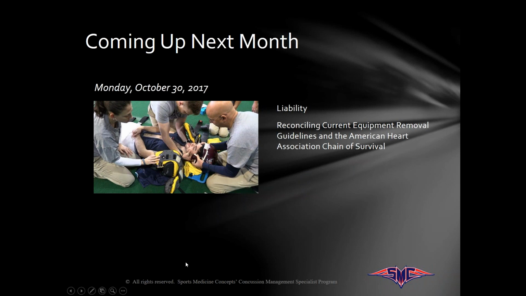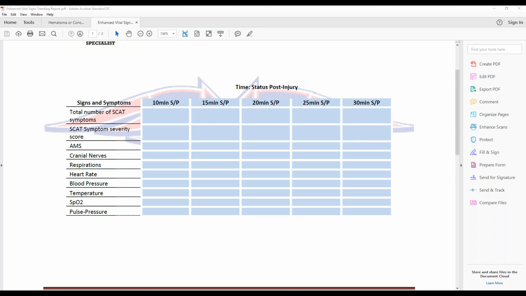Okay, so as I alluded to, in your material section, we have a number of things that I would like to point out to you. The cranial nerve assessment guide obviously is there for you. I'm not going to download it because I have it, but you just click on that link in your material section and the cranial nerve assessment guide will be in a downloadable format for you. It's just a PDF. There's also a link to the enhanced vital signs trending report, and that is the one that we reviewed just momentarily.